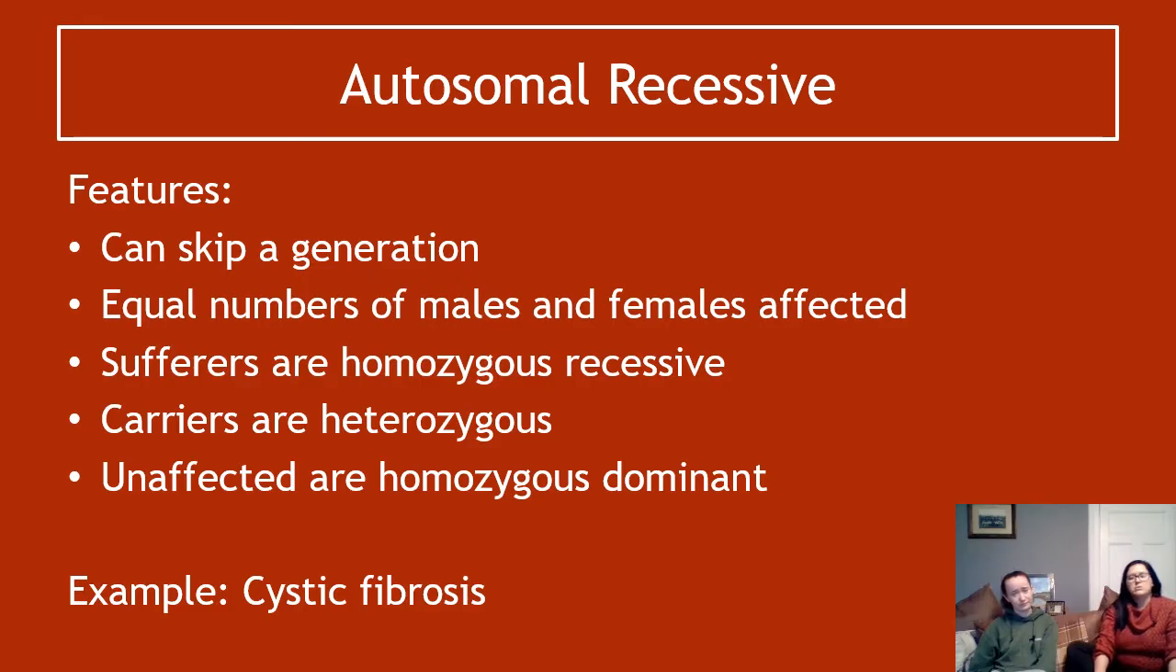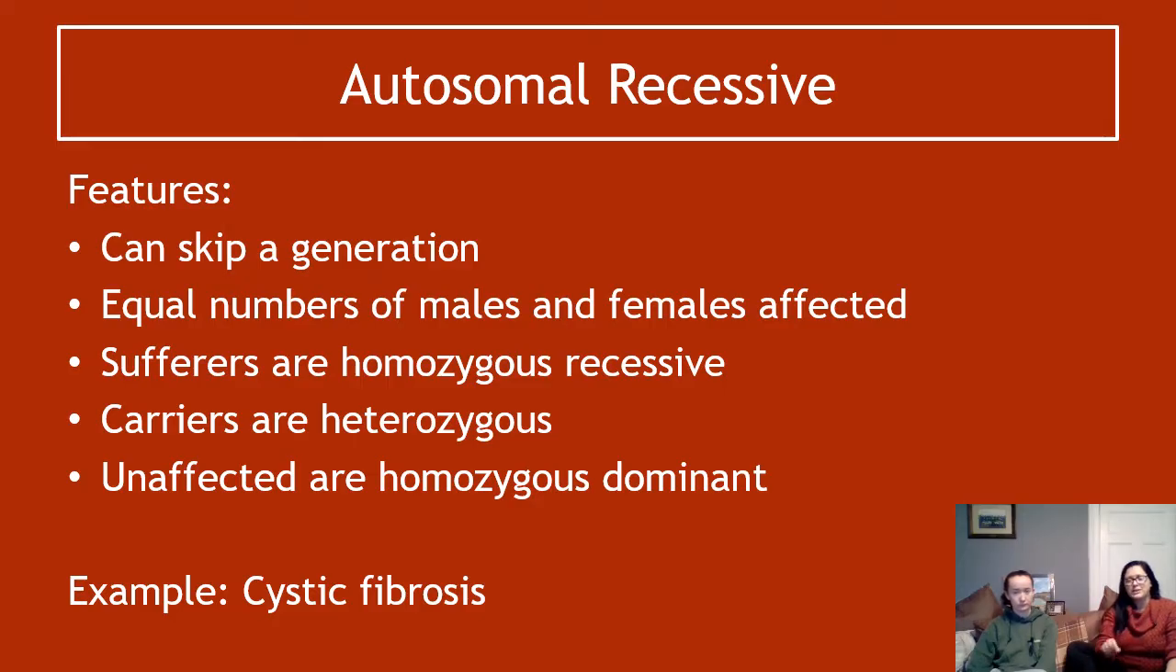Okay, autosomal recessive. Now, again, this just makes sense. It's a recessive condition, so you need to have both of the little letters in order to show it. What this means is it can skip a generation. The word autosomal means equal males and females affected. So sufferers have to be homozygous recessive, so they have to have 2 bad copies of the disease gene in order to have it. Carriers are heterozygous.